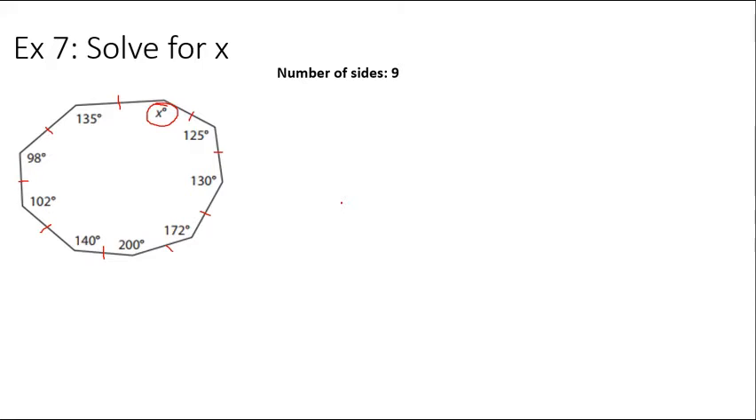So the number of sides is 9. For the sum of the interior angles, again, we use 9 minus 2 times 180. 9 minus 2 is 7. So 7 times 180 gives us 1,260 degrees. This is how much all of these 9 angles should add up to.